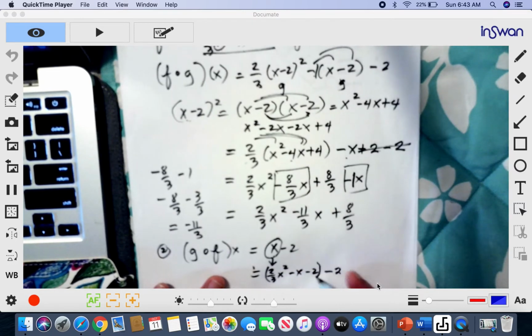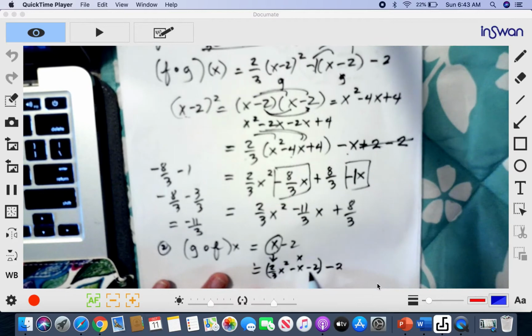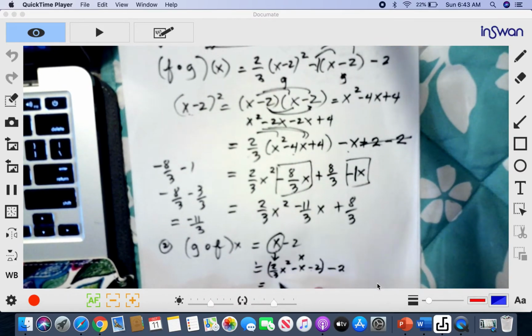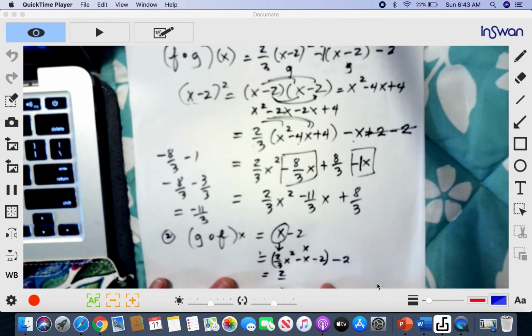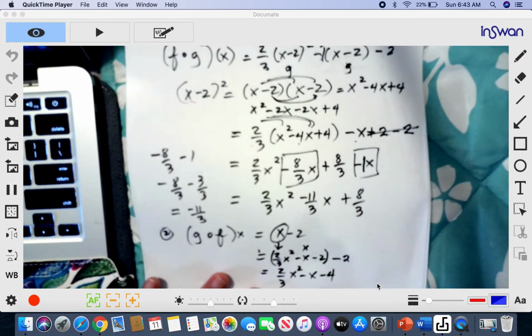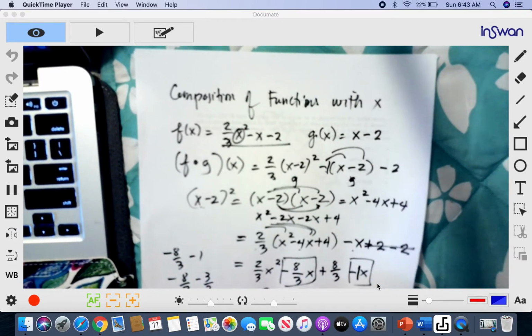Supposedly, this is your f, which is actually your x. And so you see negative 2 and negative 2 can be combined, and it will be equivalent to negative 4. So the final answer, this is actually more simple, is 2/3 x squared minus x minus 4. So this is the simplified version of g of f. Okay? Let's have another example.